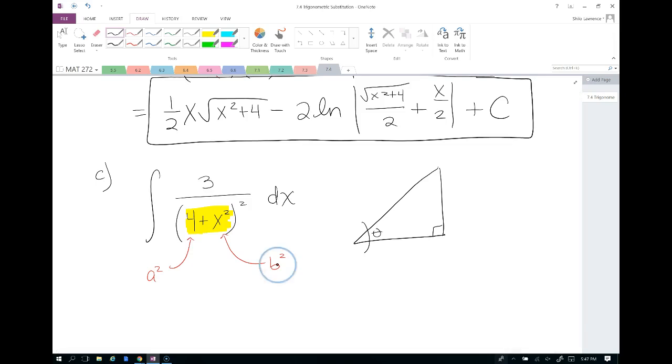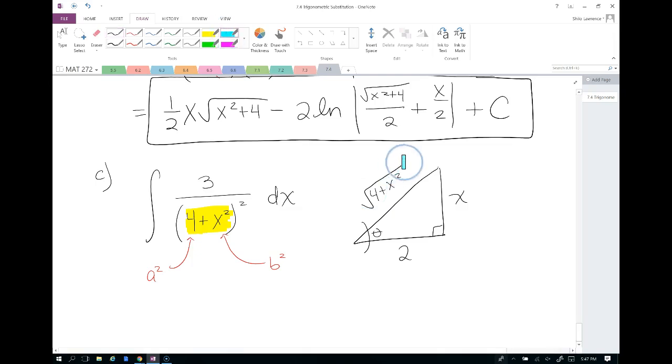Now with the sum of squares, we did say it would be easier if the variable is on the opposite side. And then I'm going to put my one that has a value on the adjacent side. That means my hypotenuse would come out to be the square root of 4 plus x squared. Now that doesn't match what I have in my integral, and that's perfectly fine. As I told you earlier, that's not always going to be the case. So don't always expect the square root piece to be in your problem.